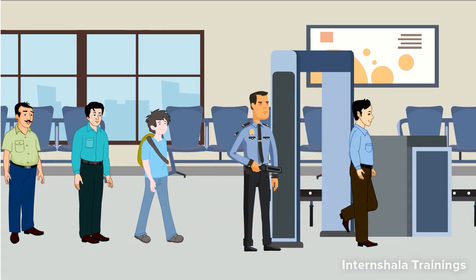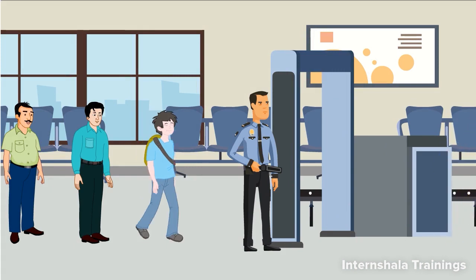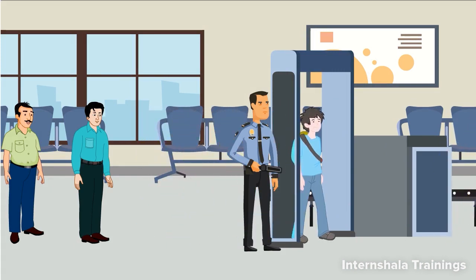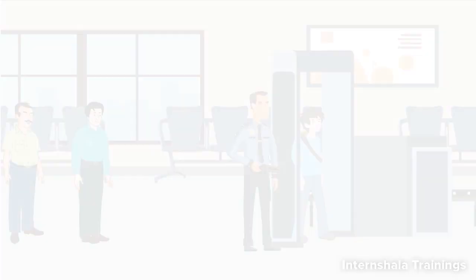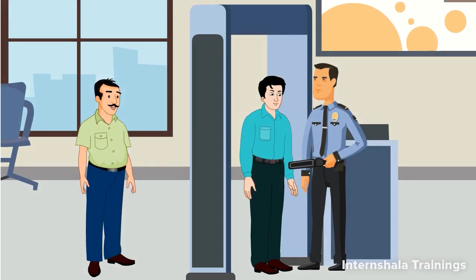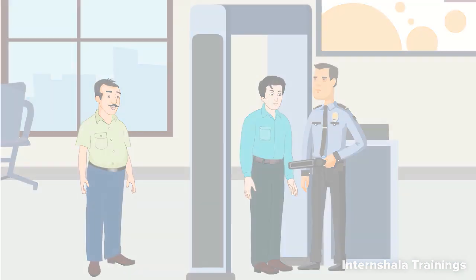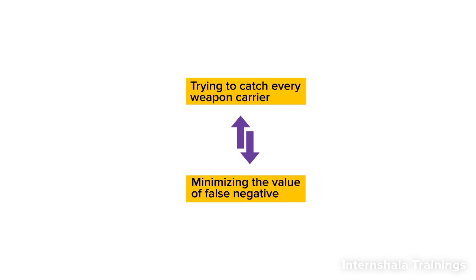Consider that you are at the airport and passing through the metal detector. The aim of the security at the airport is to catch all the people who are carrying weapons. In order to catch every person who is carrying a weapon, the security guard will check any person for whom the metal detector beeps, irrespective of whether the person is innocent or not. In other words, it is more important to catch the weapon carrier as compared to avoiding an innocent person being checked. If we look at the definition of recall, trying to catch every weapon carrier is analogous to minimizing the value of false negatives, that is, no weapon carrier should slip through.